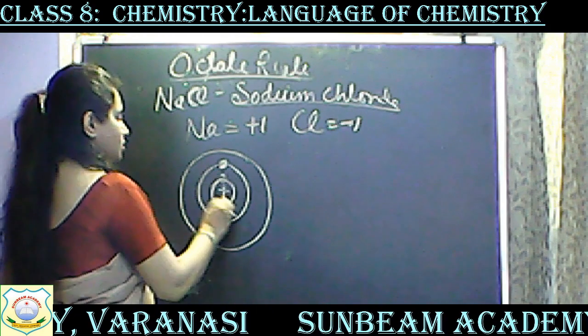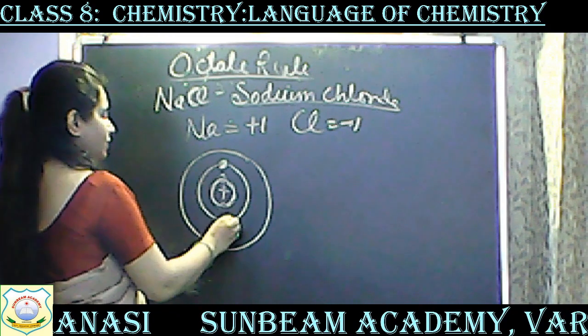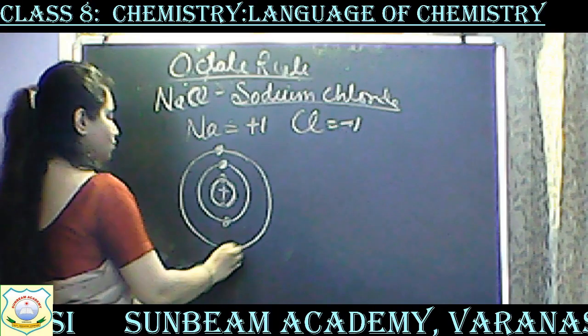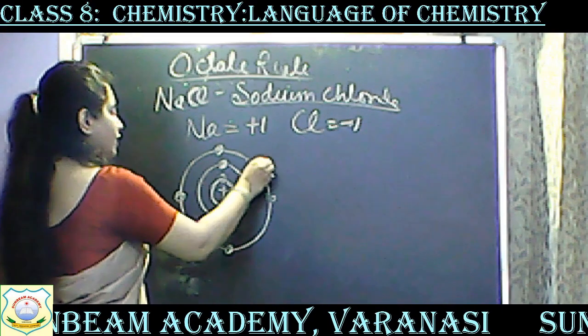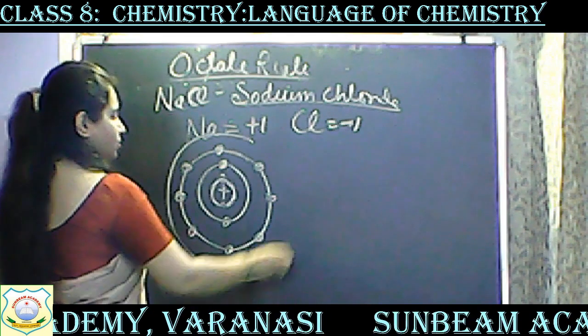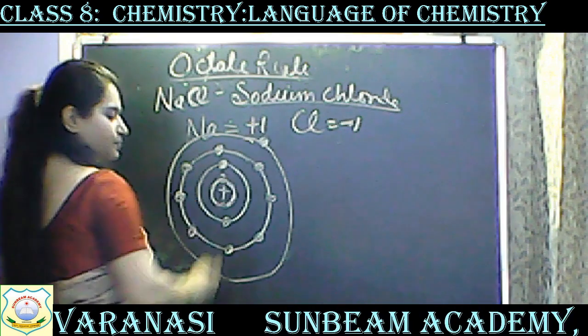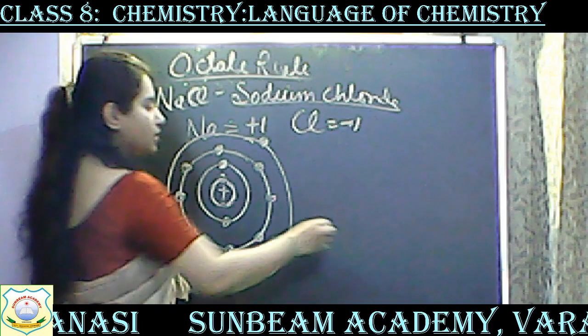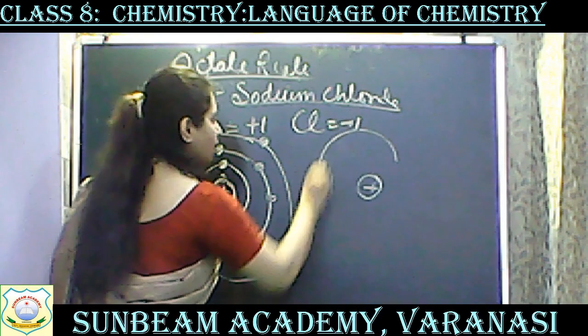So this is the first. In the center first shell we'll have 2. In the second, 1, 2, 3, 4, 5, 6, 7 and 8. And in the outermost shell we'll have 1 electron. Alright. Similarly in case of chlorine, I am just drawing the outermost shell.